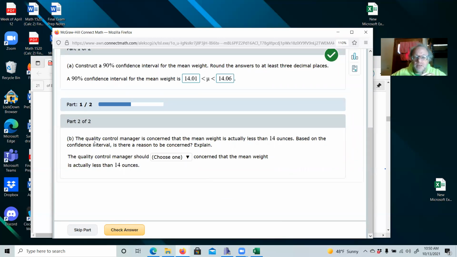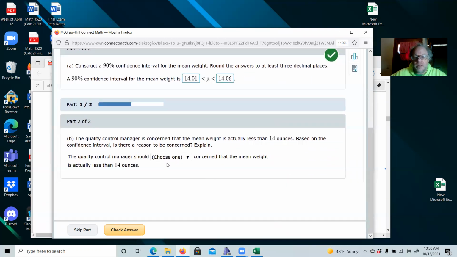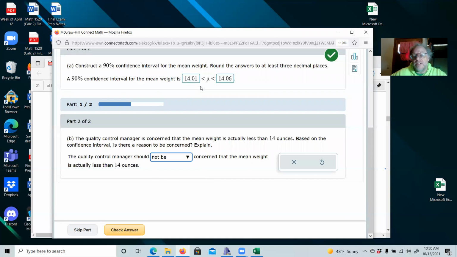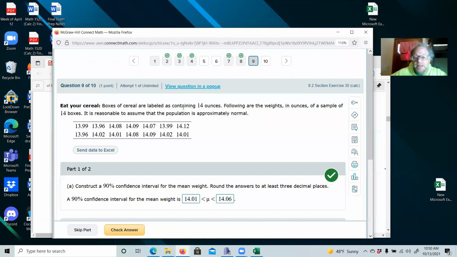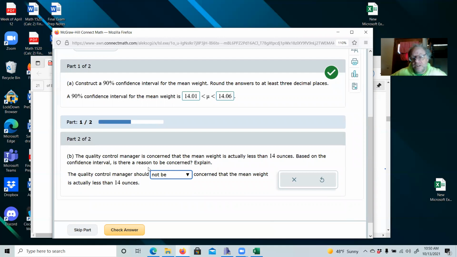So this is exactly the question. The quality control manager is concerned that the mean weight is actually less than 14 ounces. Based on your confidence interval, should you be concerned? No. You should not be concerned that the mean weight is actually less than 14, because he's worried that we're going to get sued. Nope, look, we have a confidence interval. We can show it. If somebody takes us to court, hopefully you'd have a little bit more data. And then here's what the defense lawyer would say, or the prosecutor rather.